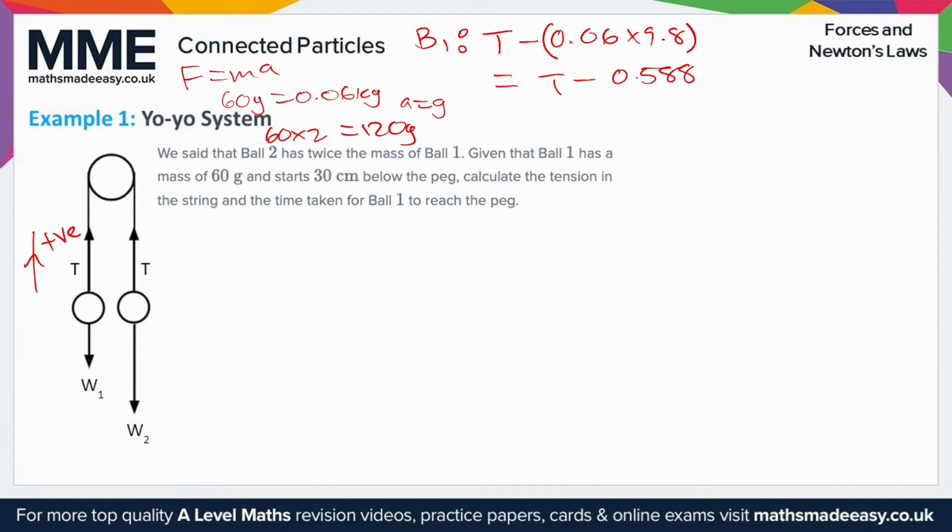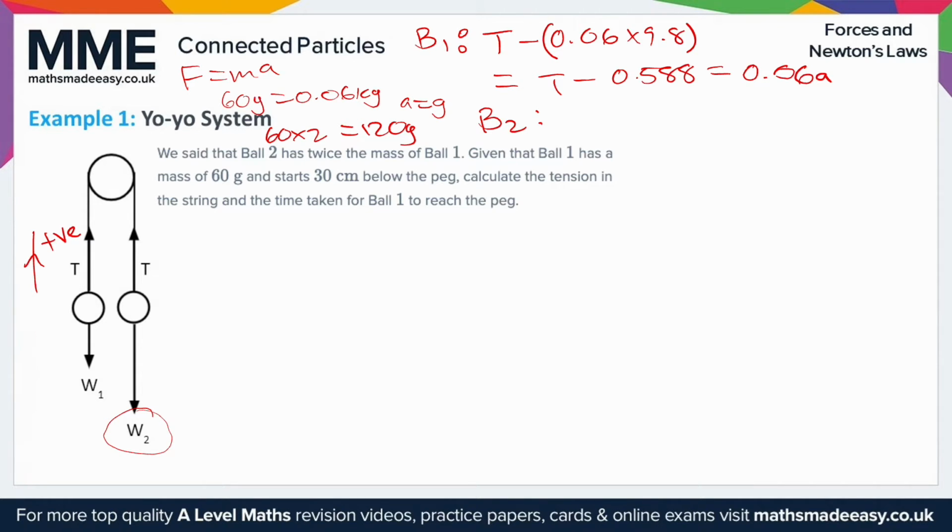One thing that we can do extra is the fact that this is going to be a force, isn't it? We're working out a resultant force, and then we can also use F equals ma for a resultant force. We know the mass, we don't know the acceleration, so we can write T minus 0.588 is equal to 0.06 times our acceleration.